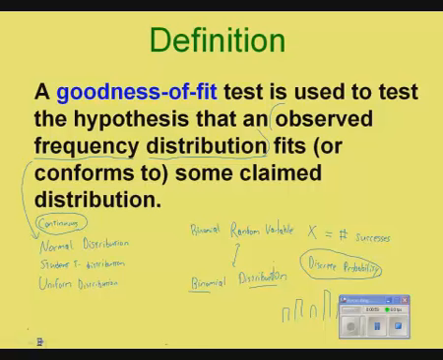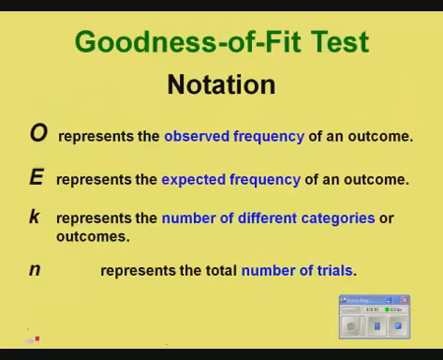So, notation we need. Because here's some things you haven't seen before. This big O. O is going to be what's called the observed frequency of an outcome, as opposed to E, which is the expected frequency of an outcome. All right? Now, O is based on data. E, when we say expected frequency, that's based on probability.